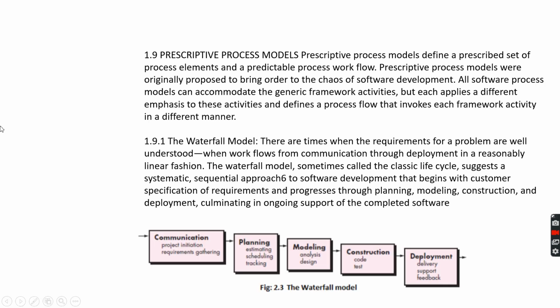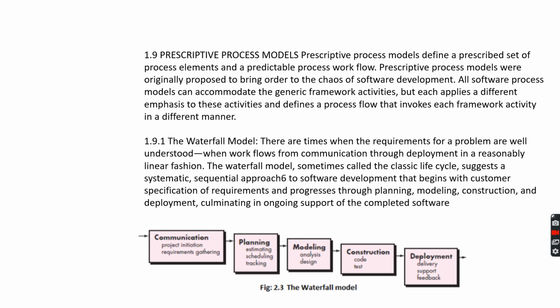Now we'll be looking at the prescriptive process models. Prescriptive process models define a prescribed set of process elements and predictable process workflow. All software process models can accommodate these generic framework activities, but each applies a different emphasis to these activities, which thoroughly defines a process flow that invokes each framework activity in a different manner. So under these prescriptive process models, we have some models, and one of those is the waterfall model.